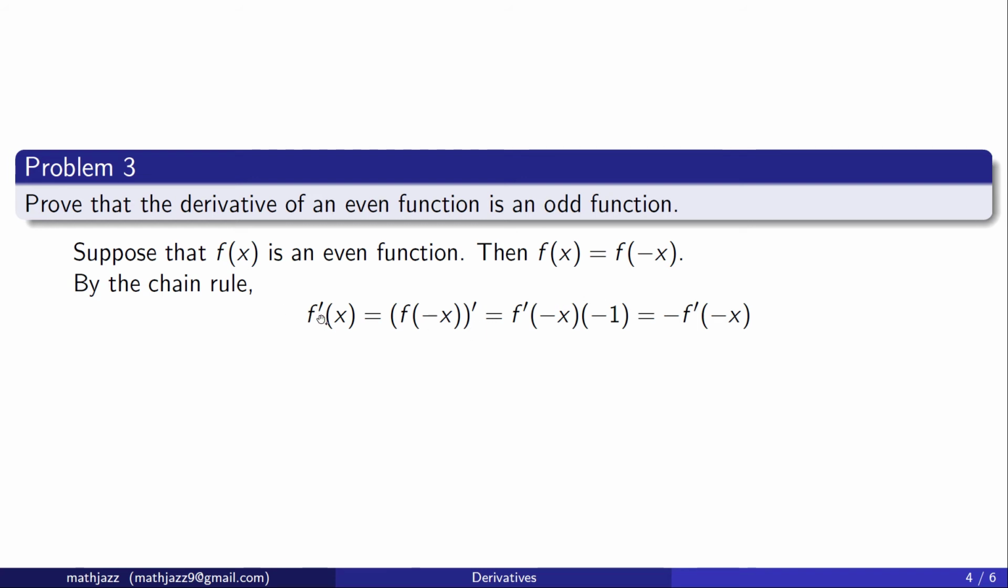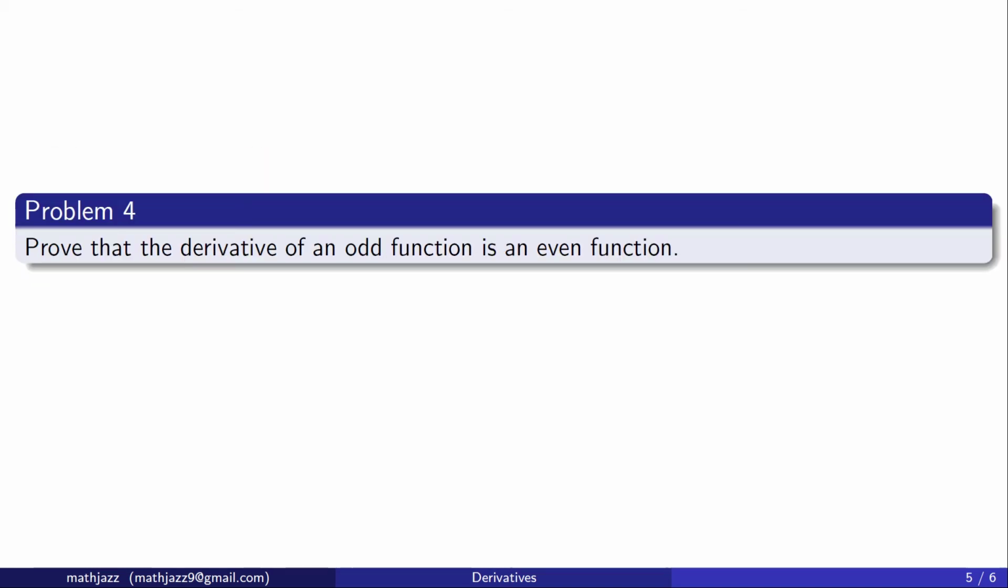If a function is equal to the negative of the function with a negative x plugged into it, so g of x equals negative g of negative x, that means g is odd. f prime satisfies this, so f prime is odd. That proves our theorem. Now, the companion problem to this is to prove that the derivative of an odd function is an even function.